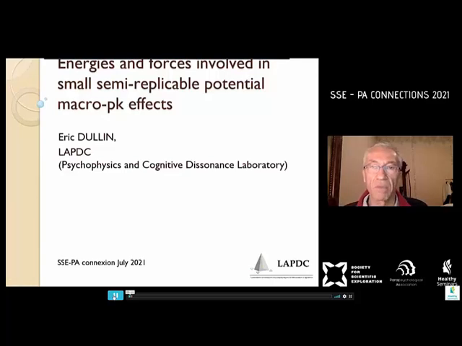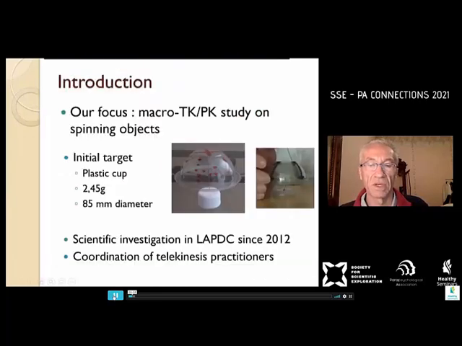We are talking today about some semi-replicable potential macro PK effect, and we will focus on the energy and force involved in these events. I'm working in LAPDC, which is a private laboratory in France. Our focus is to work on macro TK, or telekinesis, or psychokinesis effect on spinning objects.